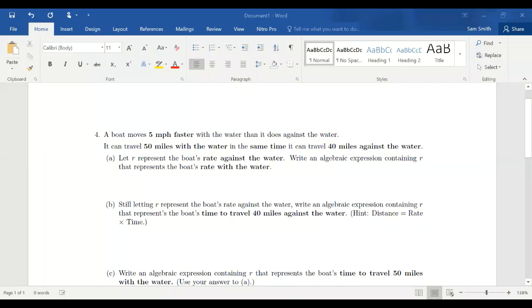So I wanted to make a brief video to help you get started on problem number 4 of today's problem set, which is this question with the boat.